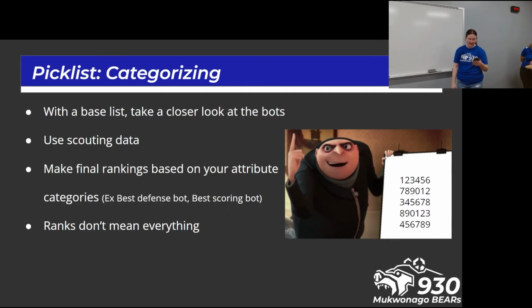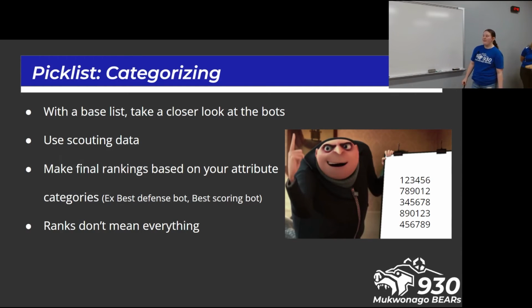So with categorizing, let's talk about this. When you start with your base list, maybe some people on your team say, hey, I really like this robot, let's talk about them. You want to take a closer look at those bots that you've picked out of this group of 60 bots. Now you have like 10. So you want to analyze these robots more deeply using your scouting data, comparing final rankings on The Blue Alliance versus how you rank them in the certain metrics that you're looking for.